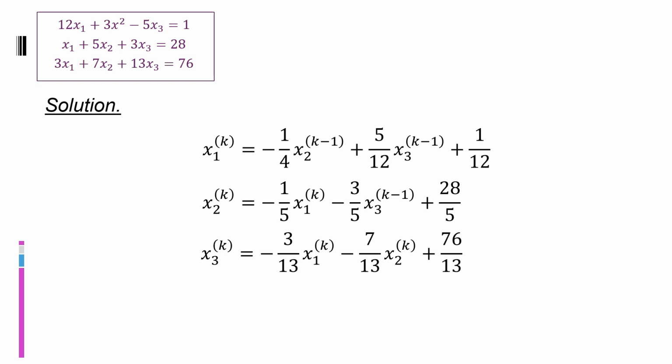X sub 1 equals negative 1/4 x sub 2 plus 5 over 12 x sub 3 plus 1 over 12. X sub 2 equals negative 1/5 x sub 1 minus 3/5 x sub 3 plus 28 over 5. And x sub 3 equals negative 3 over 13 x sub 1 minus 7 over 13 x sub 2 plus 76 over 13. Note that the new values should be used to approximate the solution. Okay? Huwag niyong kakalimutan yun sa Gauss Seidel method.